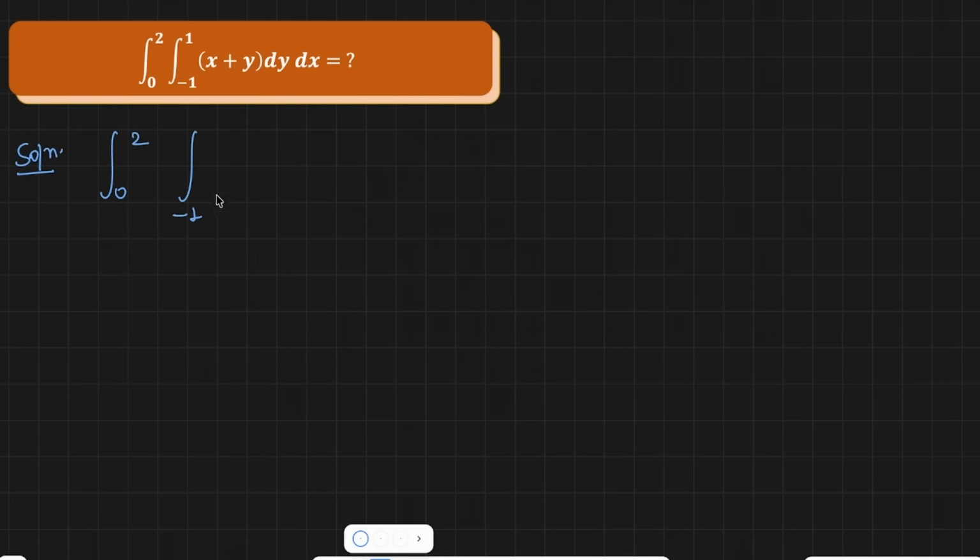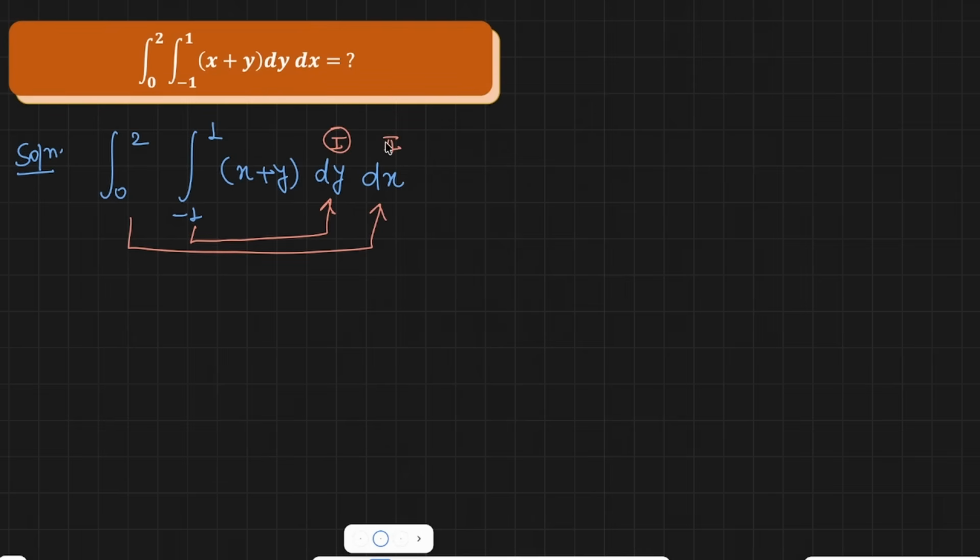Okay, now it is -1 to 1. It is x plus y, and it is written dy dx. Now you see, here this is the limit of y and this is the limit of x. Keep this in your mind, this is very important. Now I will first integrate with respect to y, then integrate with respect to x. This is very important. Okay, now how to solve this?